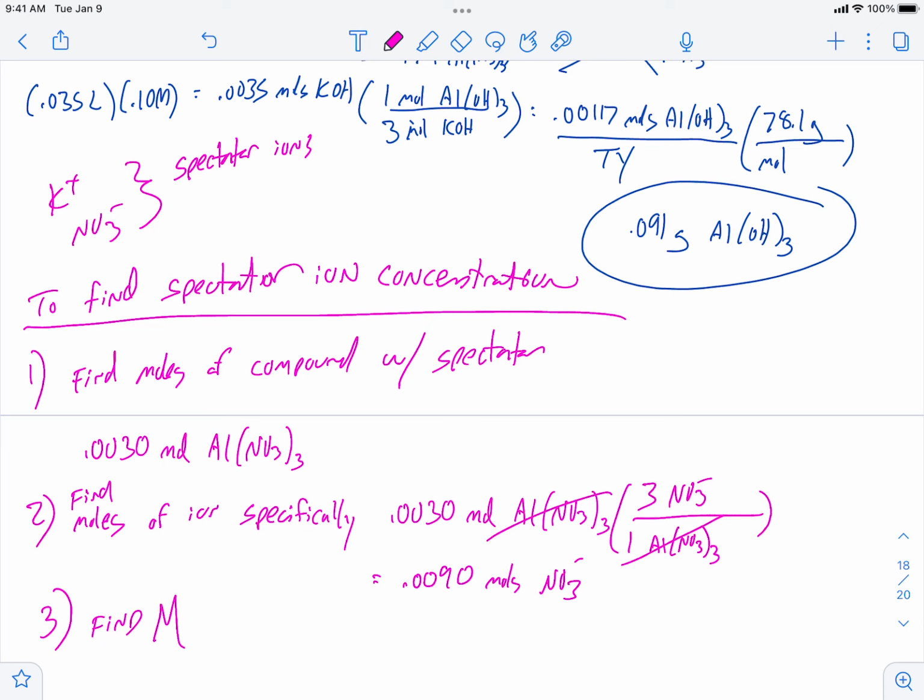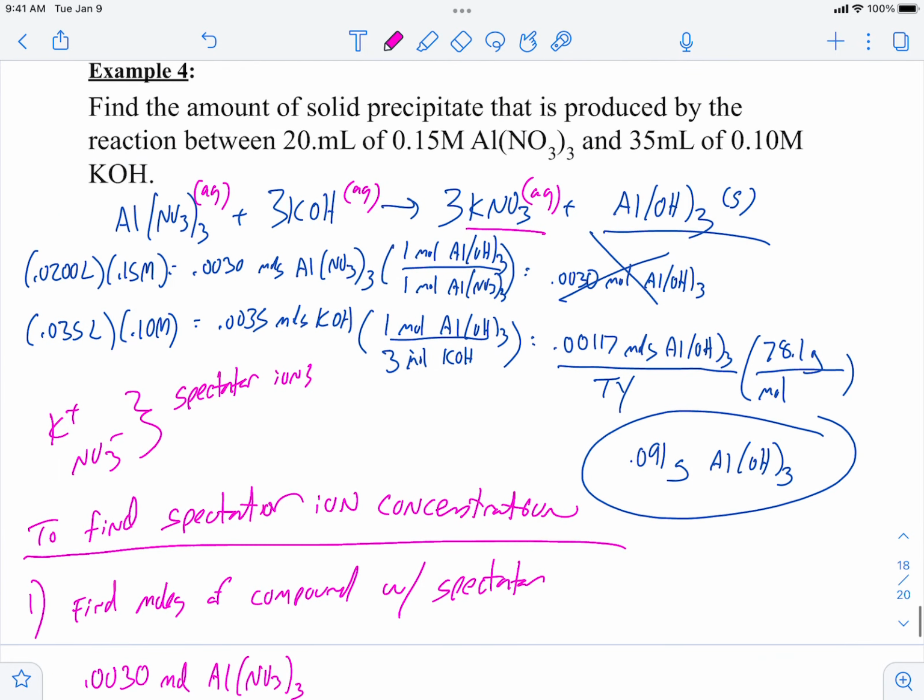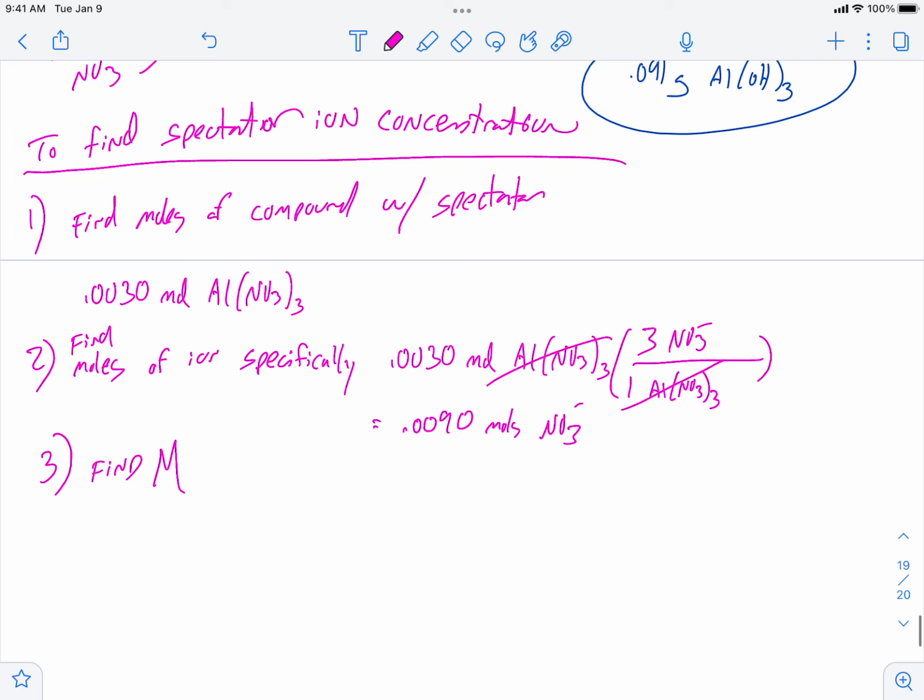Find the molarity. Molarity is moles divided by volume. I have the moles now. I just need to know what the volume is. So what's the volume of the test tube now after you have mixed these solutions together? If you mix two test tubes together, their volumes are additive. So what's my total volume? 55, yeah. So it's going to be 0.009 moles over 0.055 liters. 0.16 molar.